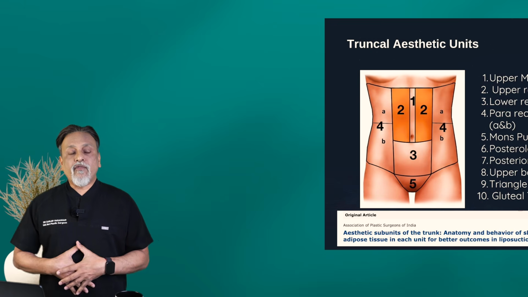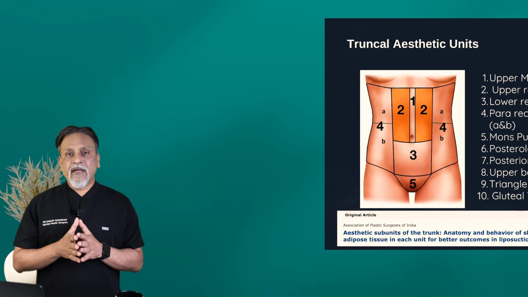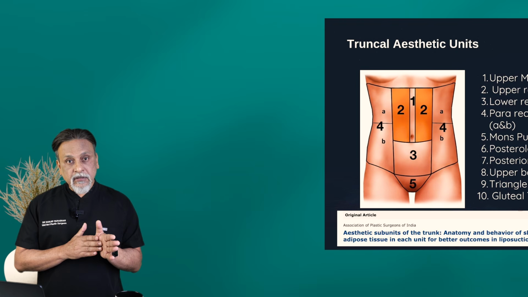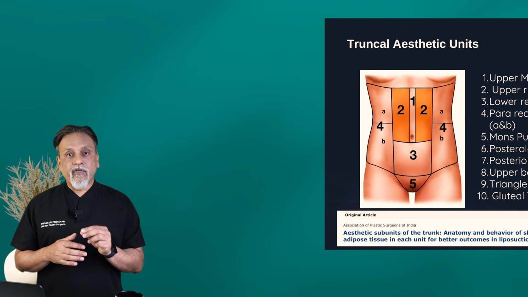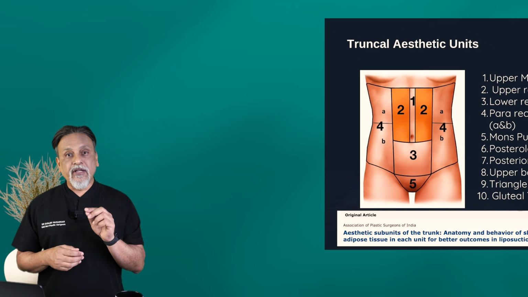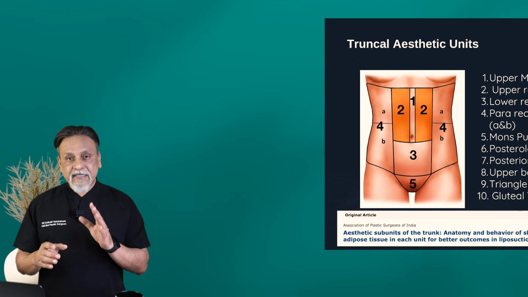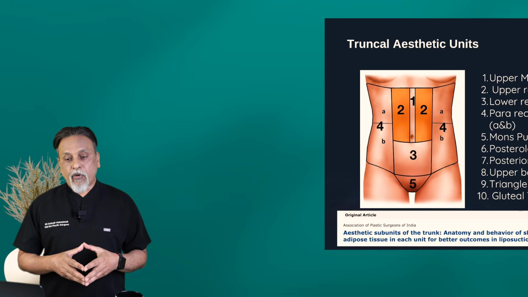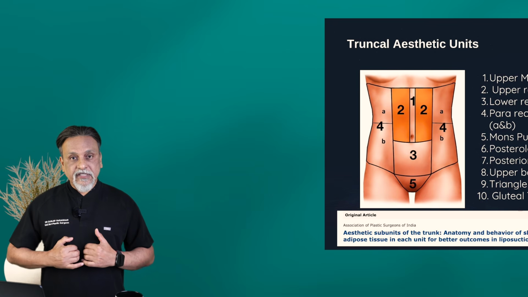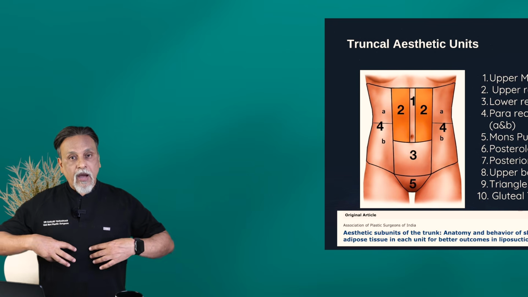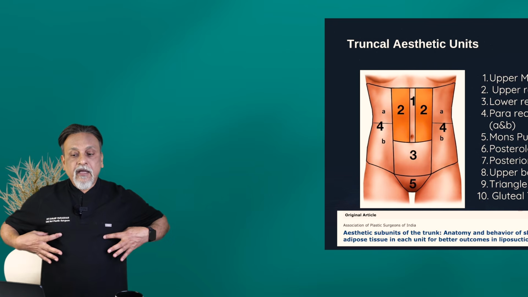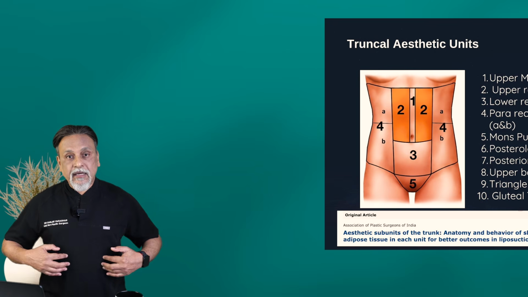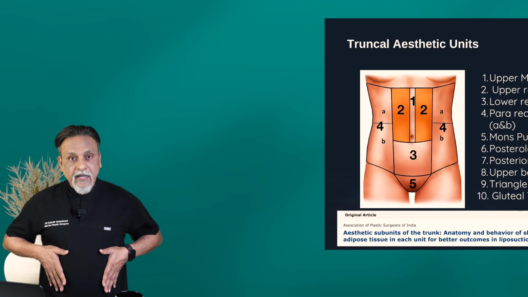Now, when you're focusing on the trunk, it is always good to divide the trunk into aesthetic units, which have not only aesthetic importance to give definition, but also the architecture of the fat differs in these regions, and also the quality of skin. So let's look at these 10 aesthetic units which are very, very important. It is one upper abdominal unit, which is the linea alba. Then you have two upper rectus units. The third one is the lower rectus unit. Fourth is the pararectus unit, which is lateral to the rectus muscle, overlying the oblique muscles.